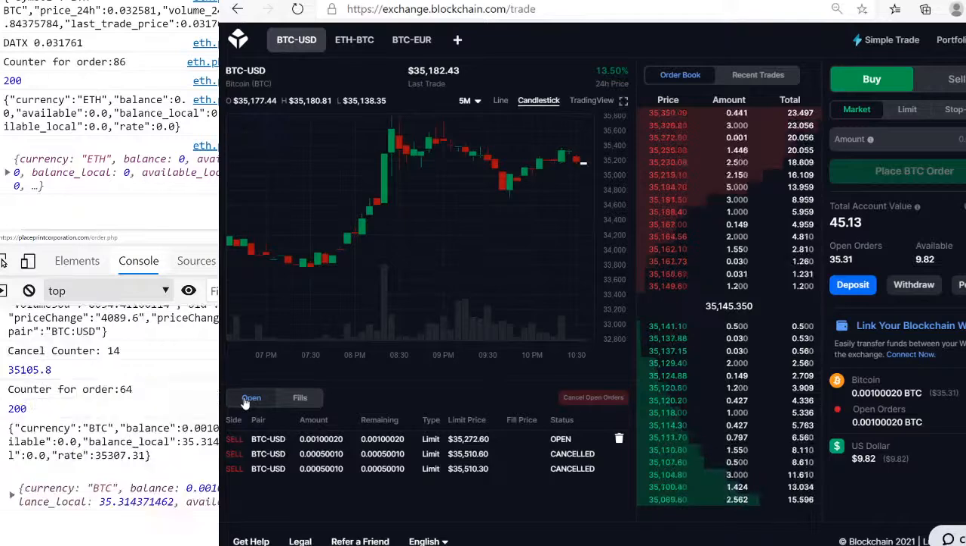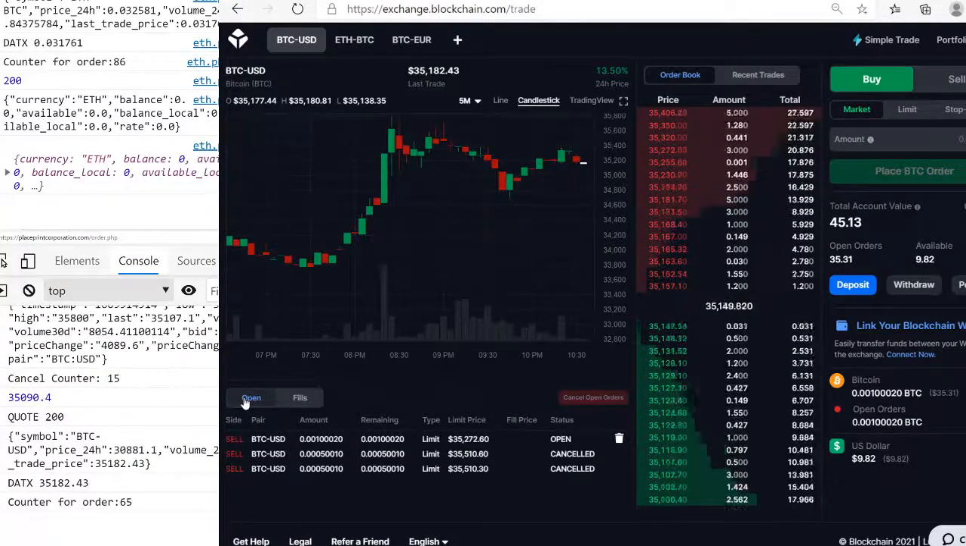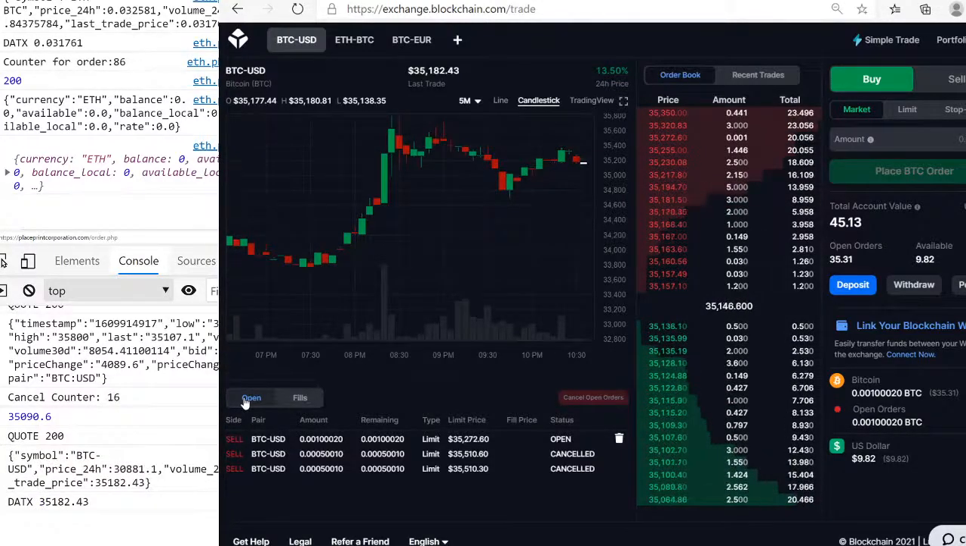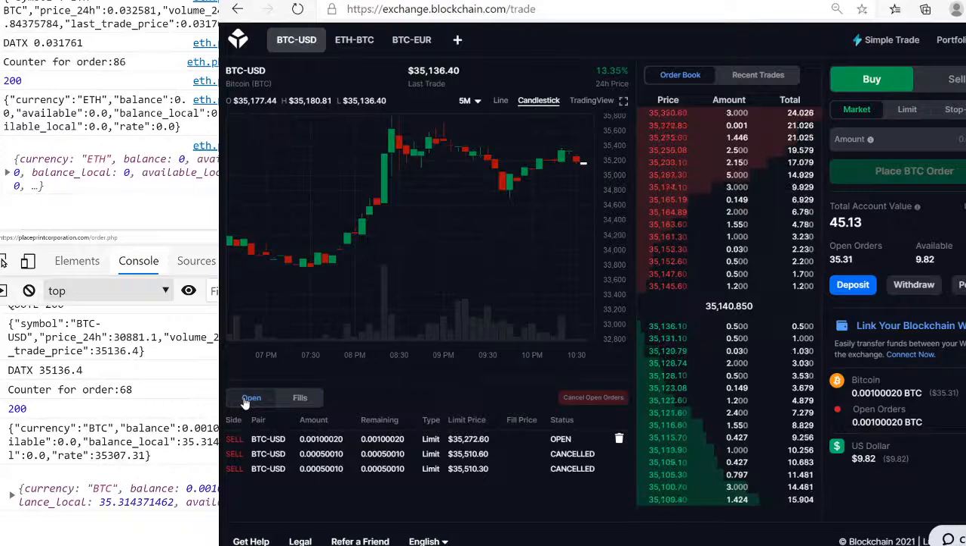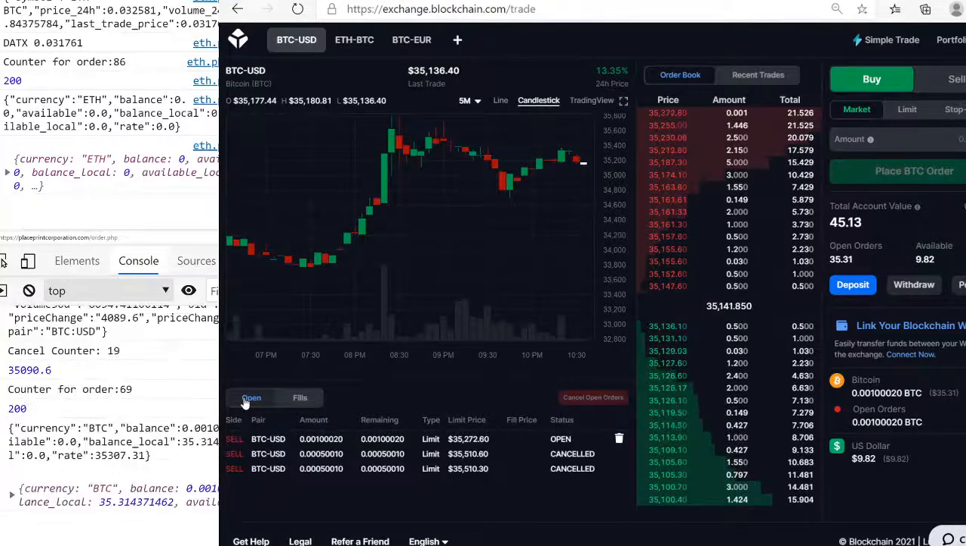Bidding right now 35,141. Offer now 35,148. 35,157 is the offer. Bidding now 35,142. We're bidding now 142. And you know what? I'm gonna just say 136. 136 bid. Offered 145.